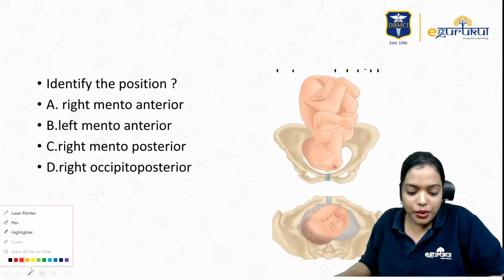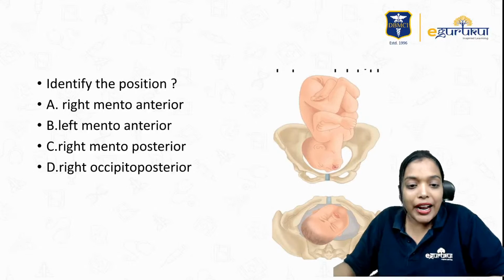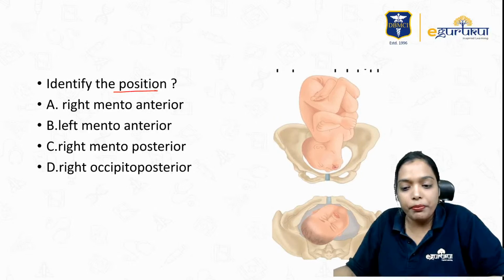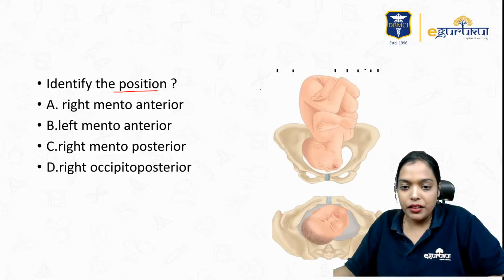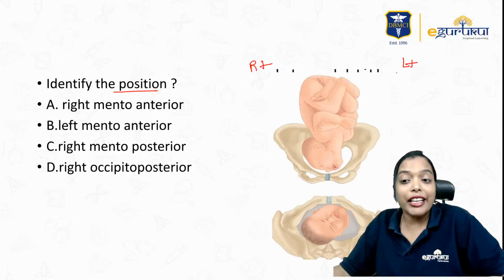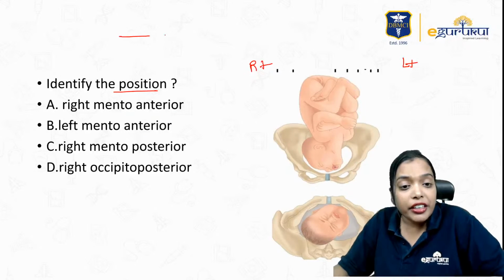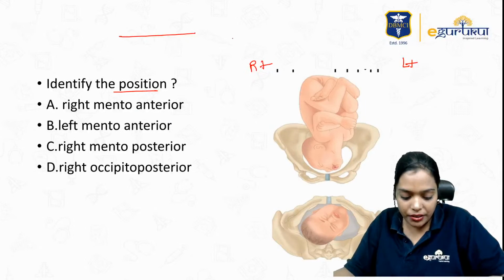So the very first question we have is: identify the position of the baby in the picture. While you determine the position, I always ask you to first tell right and left. Think what the denominator is, then decide what the position is.